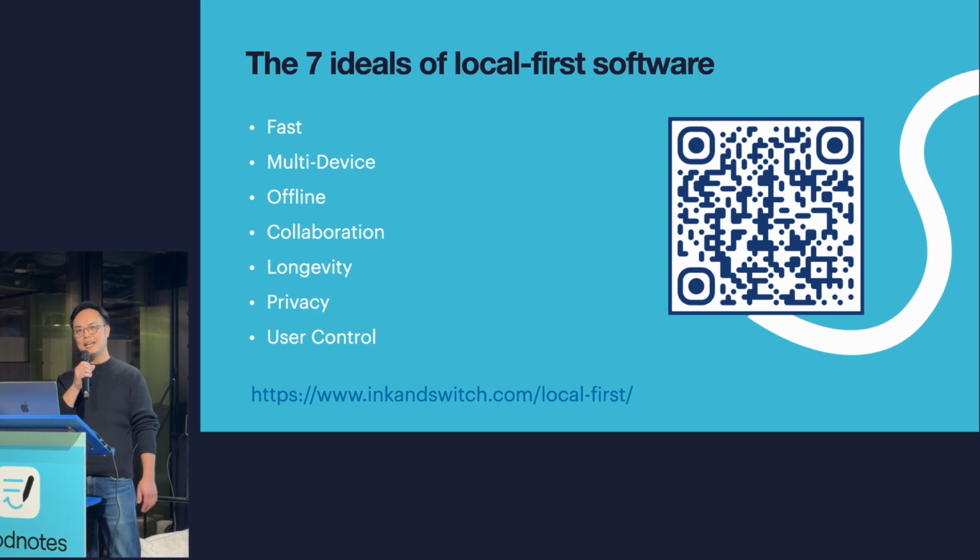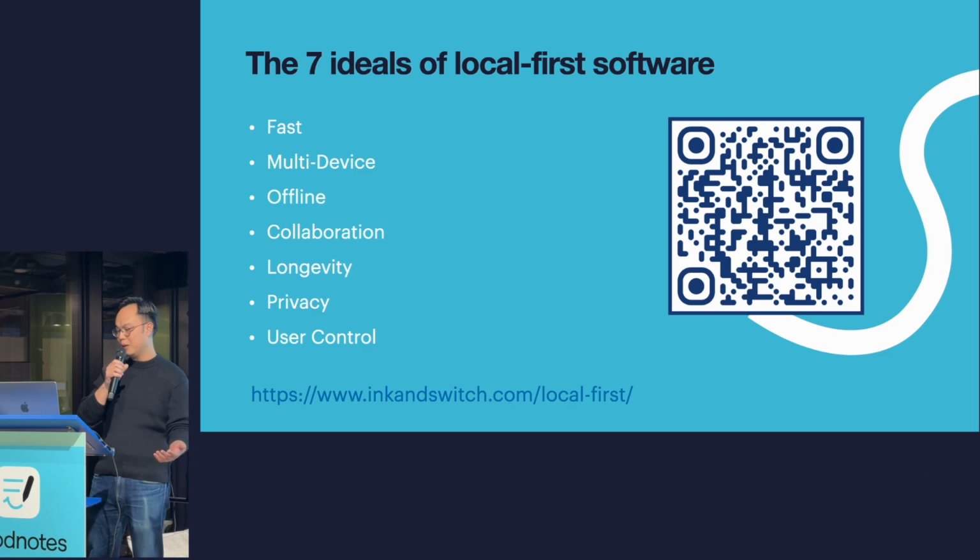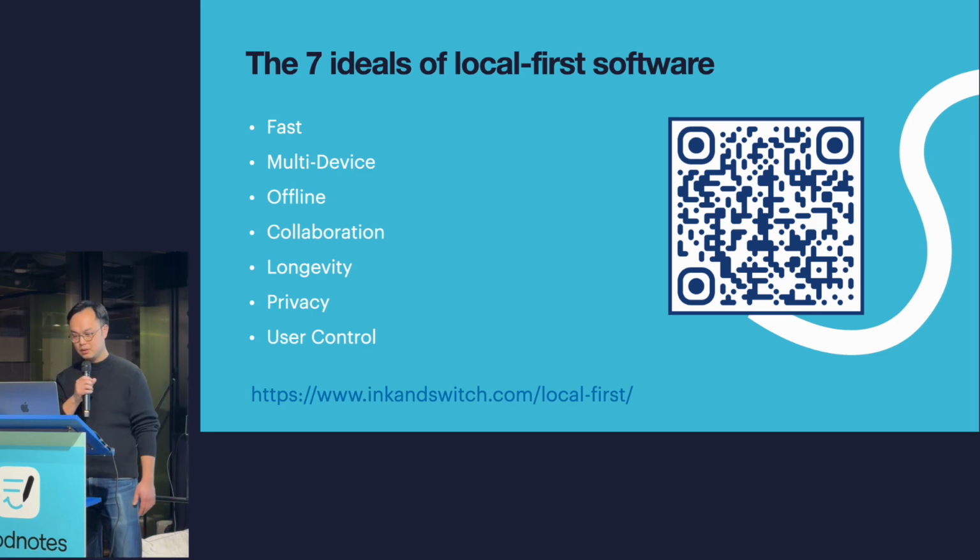Local first is a set of principles and values to build software. But it generally refers to apps that store data primarily on the local device. They sync data with one or more backends in background, but without relying on them to function. So here are the 7 ideals defined in the original Local First manifesto written by our friends at Ink and Switch, which I highly recommend reading.